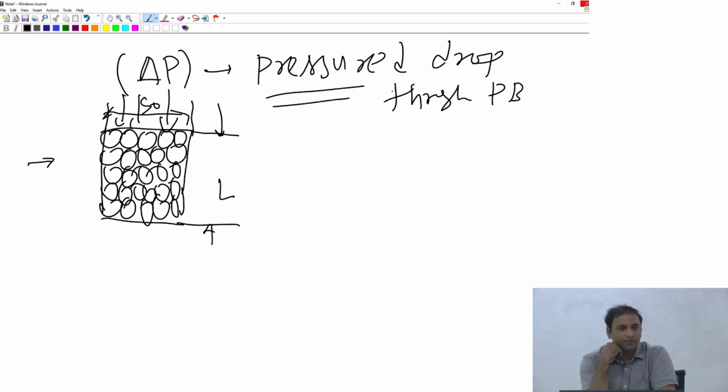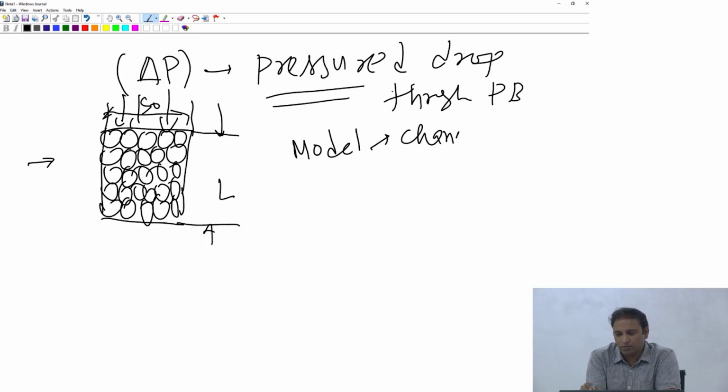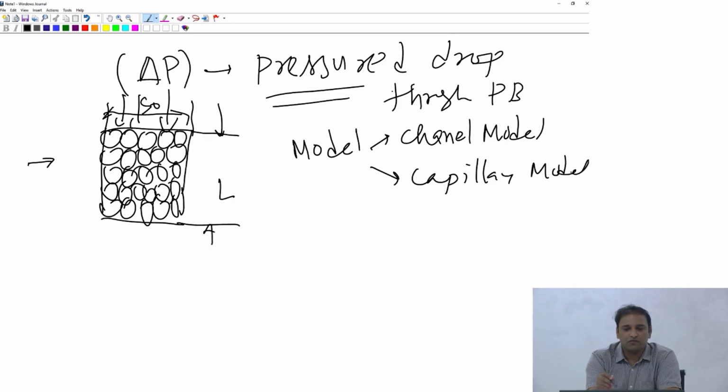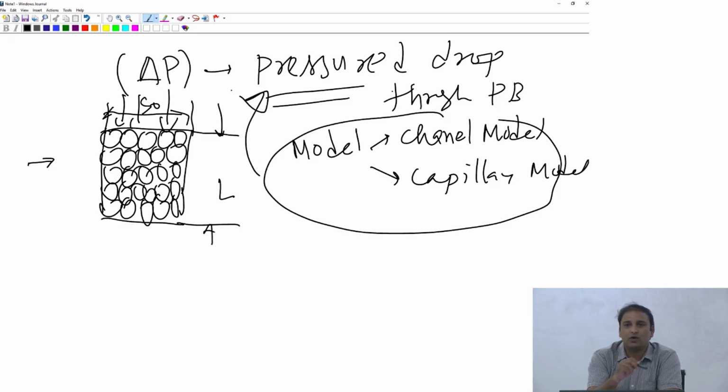So what we're going to do is to look at a very famous model, which is called the channel model. It's also called the capillary model, which has been developed to predict the pressure drop for the flow through the packed bed. That's what we're going to do. The concept is fairly simple.